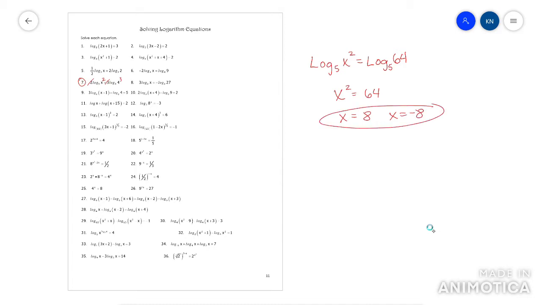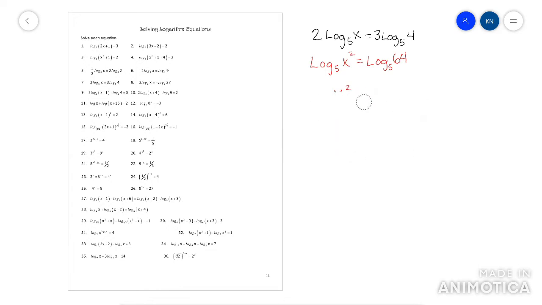Now, here's what I'm talking about. If you check this answer, which, by the way, you must check the answer with the original. So here's the original. Okay. If you check 8 with the original right here, it's good. But if you check -8 with the original, it's a log of a negative number. That is not allowed. This answer gets tossed. X equals 8 is your only answer. So that's what I was talking about earlier. Okay. All right, so the next ones of those are pretty self-explanatory.